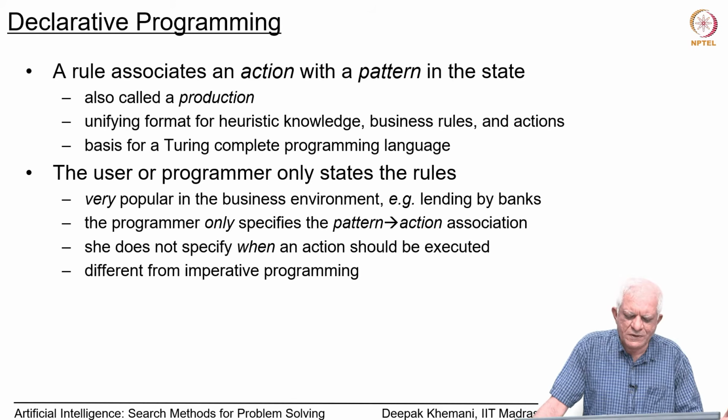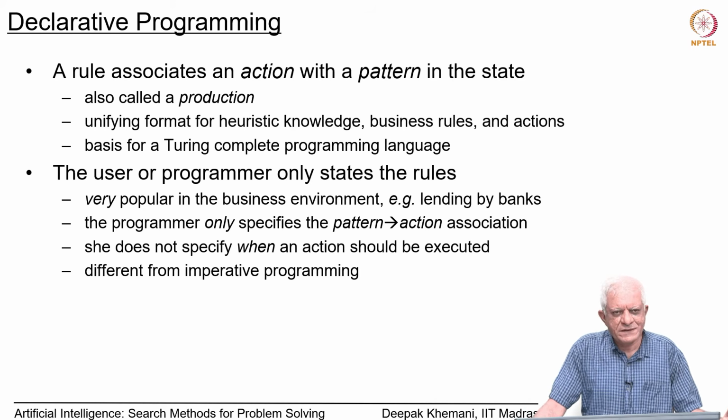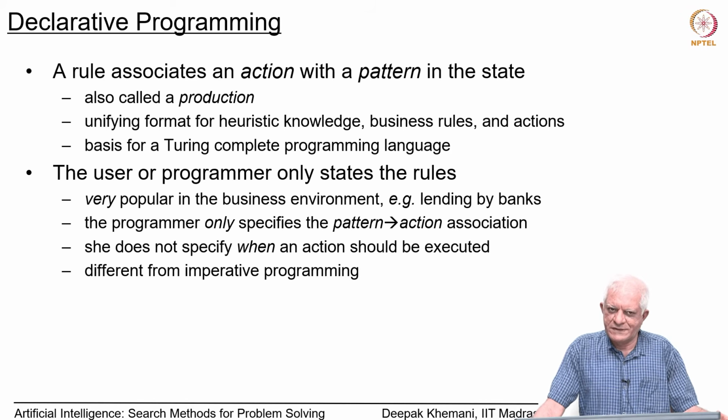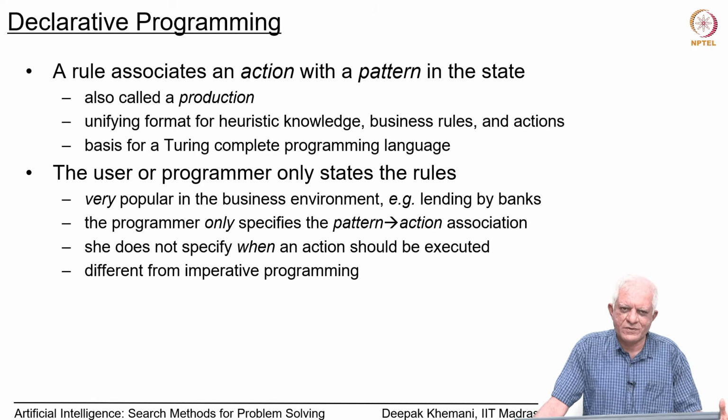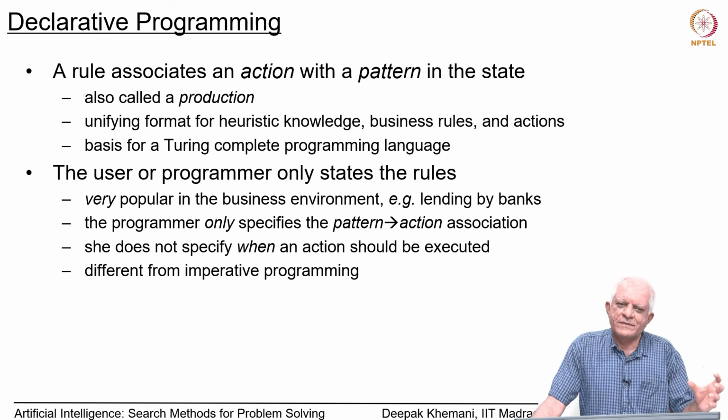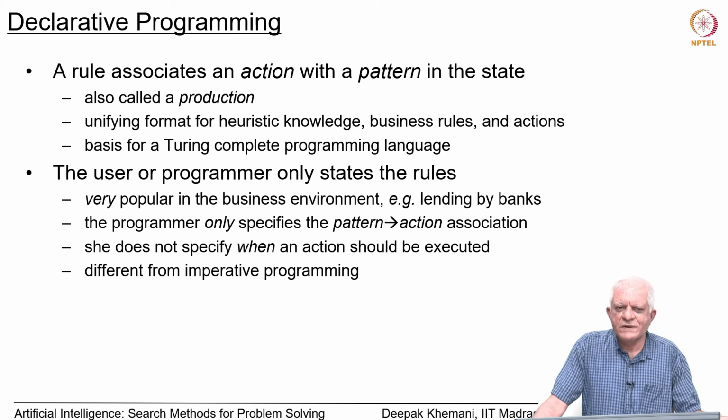So, the programmer only specifies the pattern action association. She does not specify when an action should be executed, and as I said, this is what makes it different from imperative programming. The user only says how a pattern is related to an action. When that action has to be done is left to a program which takes these rules and does something with them, and we will see that we call that an inference engine.